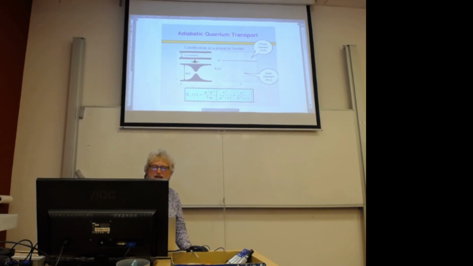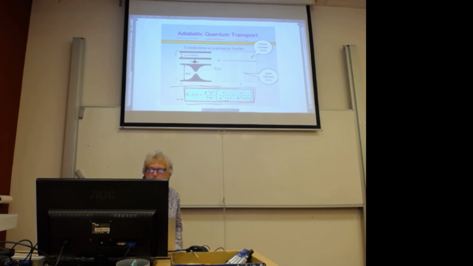Right, let me start with adiabatic quantum transport. Let's take a waveguide of variable cross-section. Let's change the width of this waveguide. What we know is that the energy of an electron in this waveguide will depend on its dimensions. So both A and B, corresponding to Y and Z dimensions, can depend on X.